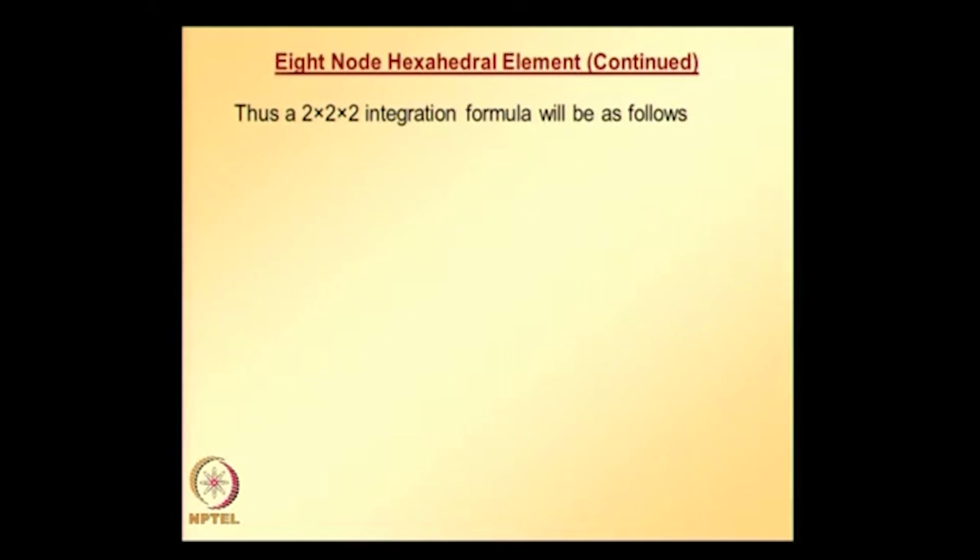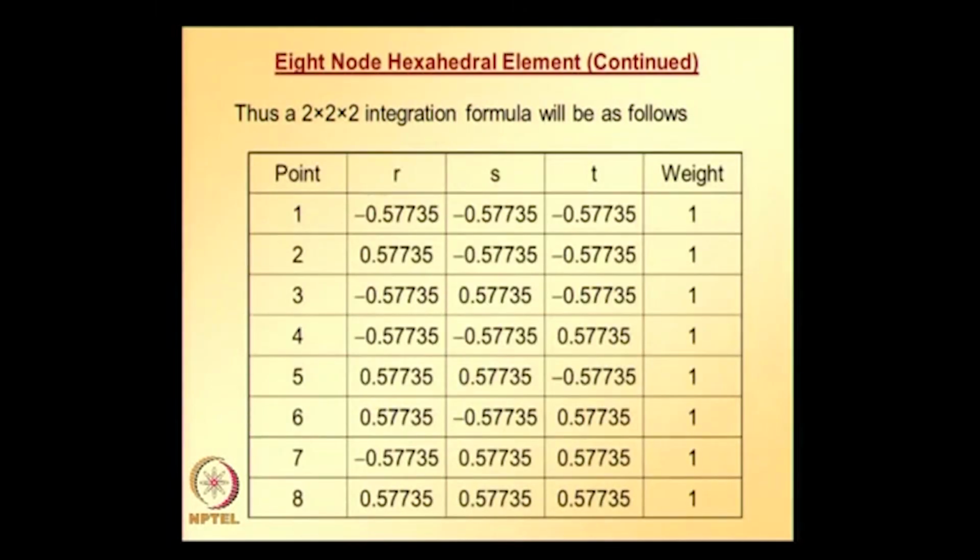Two by 2 by 2 integration formula. The point locations for integration: there are going to be 8 integration points, since 2 times 2 times 2 is 8. The corresponding locations of these integration points, that is, the R coordinate, S coordinate, T coordinate, and the weight at each of these integration points, are indicated in the table, and this is just arrived at using the information that we already have for 1 dimensional problems, which we looked at in the earlier lectures.